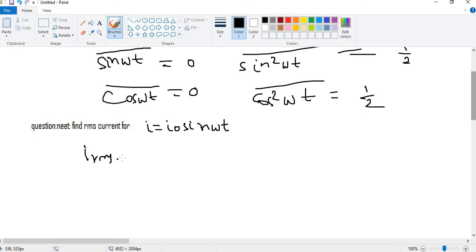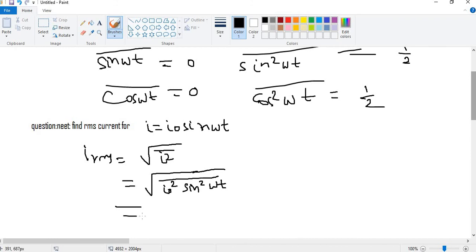First, what is the RMS value? We have seen that RMS is nothing but first we do the square, then we take the mean, and then we take the root. So this is the IRMS value. Now we know I is equal to I naught sine omega t, so I put that value in, because it is already given. I squared is I naught squared sine squared omega t, and now this whole mean.